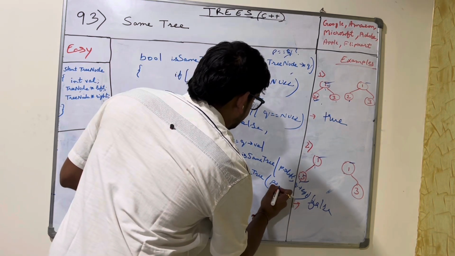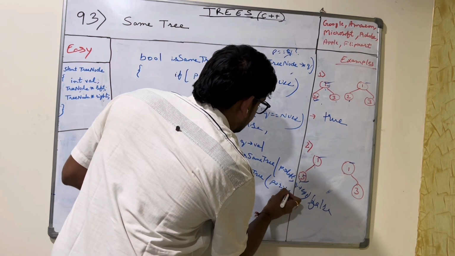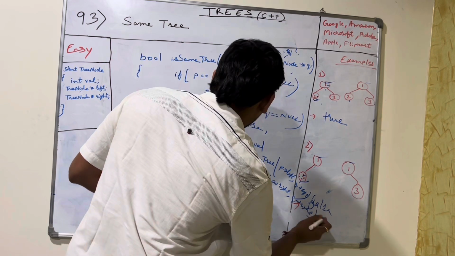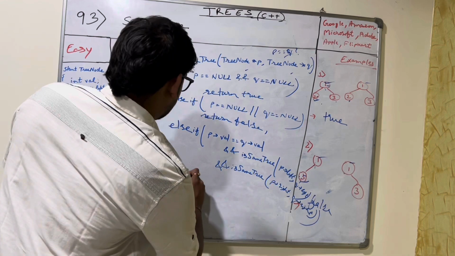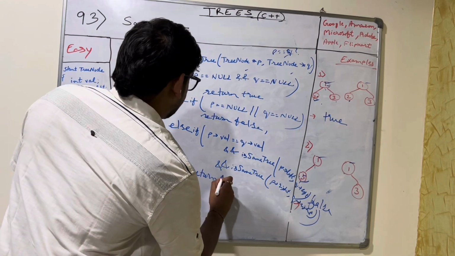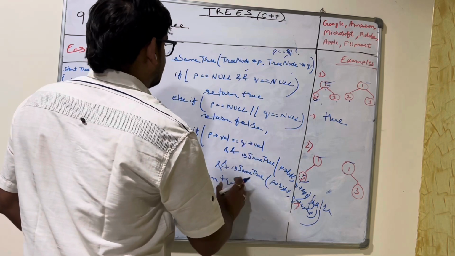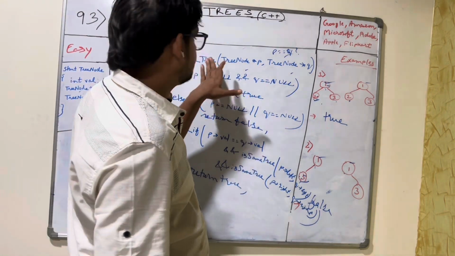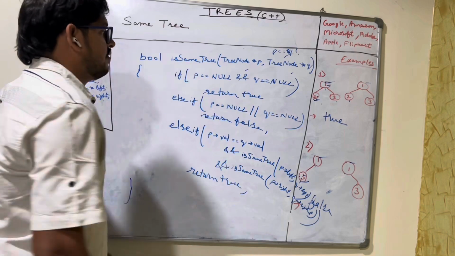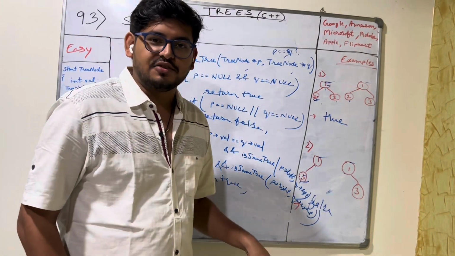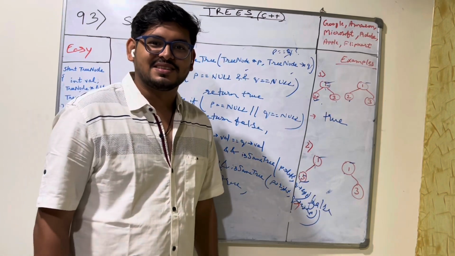Okay, P left, P right, and Q right. If all of them are true, at that point we will return true. If any of them becomes false, since it's an AND condition, this will give false, and then at the end this will give false. Okay, so in this way we can solve this problem. The link to the question is given in the description. Please try it yourself and then come to my code walkthrough section.